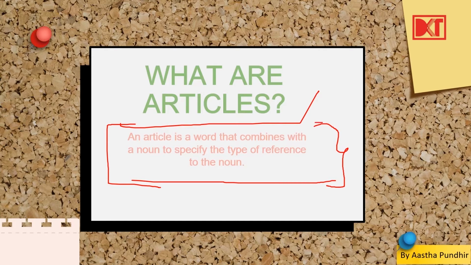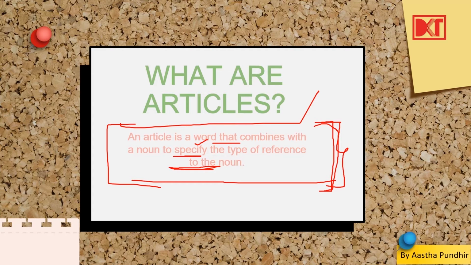An article is a word that combines with a noun. ये तो समझ आ गया कि जो आर्टिकल है वो नाउन के साथ यूज होगा. To specify the type of reference to the noun. मतलब आर्टिकल जो वर्ड है वो नाउन के साथ यूज होगा और स्पेसिफाई क्या करेगा? टाइप ऑफ रेफरेंस टू द नाउन.